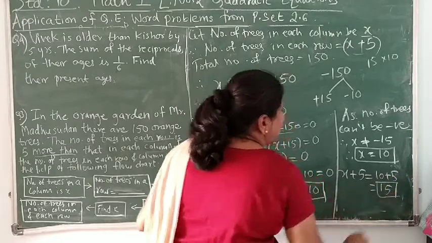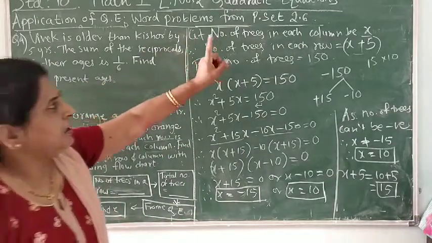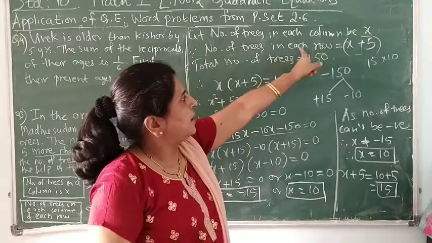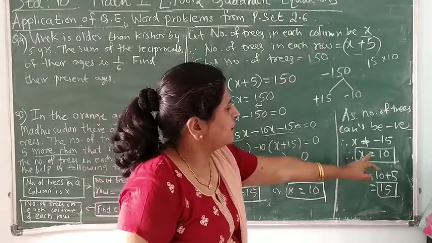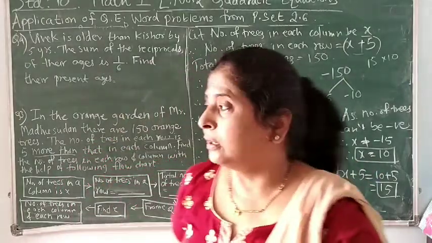And that's why you will write an answer that the number of trees in each column is 10 and the number of trees in each row is 15. You can verify the product is 150. So in this way we have solved the third sum.